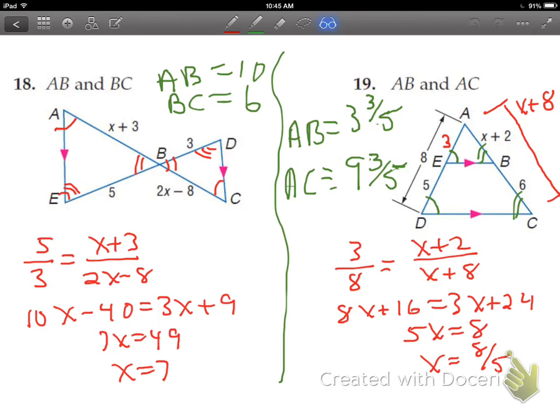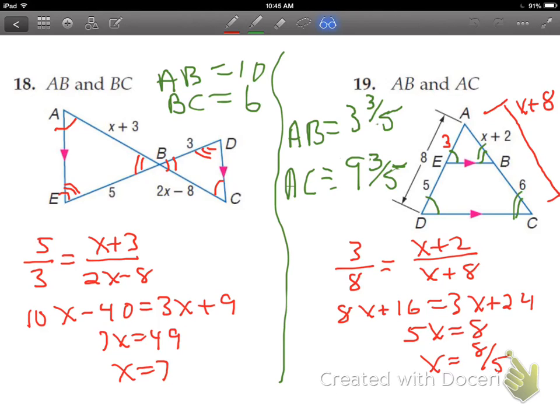On number 19, due to the parallel lines, again, we have corresponding angles congruent. The angles at E and D are congruent. The angles at B and C are congruent. So our triangles are similar by angle, angle. Forming ratios of corresponding parts.